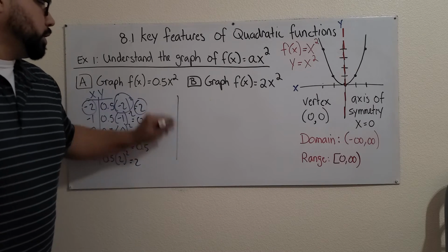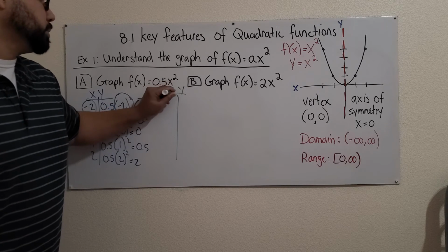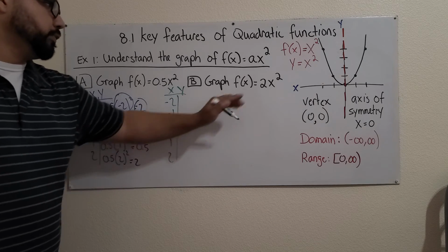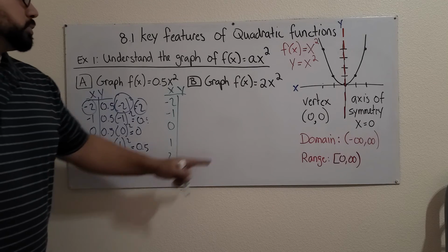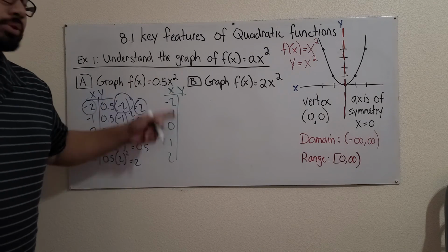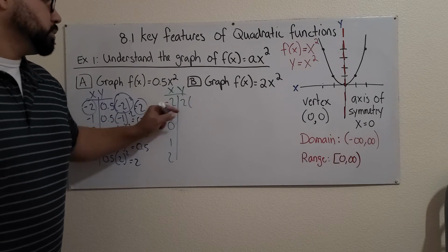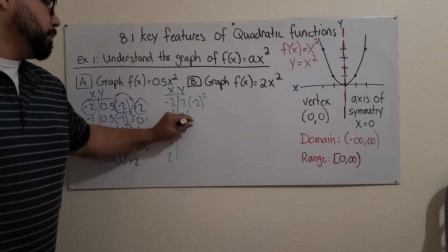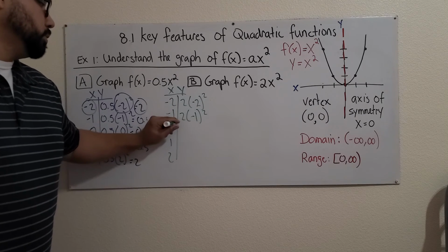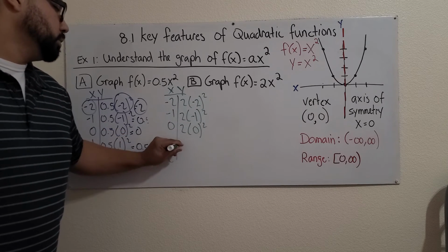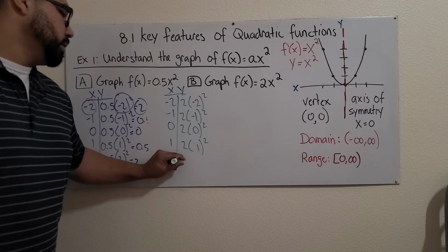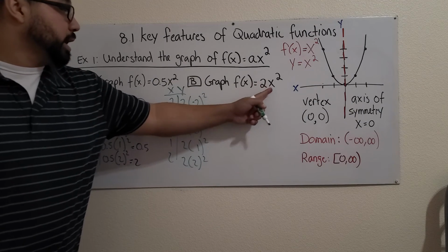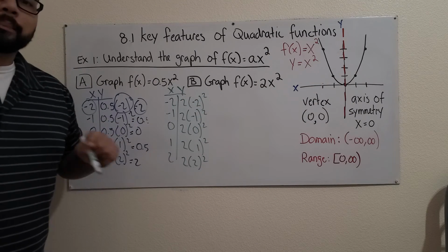Okay, so here's my t-chart. I'm going to pick the same numbers, negative 2, negative 1, 0, 1, and 2 for this equation. All I'm going to do is replace this x with these 5 numbers. So here we go. You've got 2 times negative 2 to the second, 2 times negative 1 to the second, 2 times 0 to the second, 2 times 1 to the second, and 2 times 2 to the second. So again, all I did was replace this x with negative 2 all the way to positive 2.